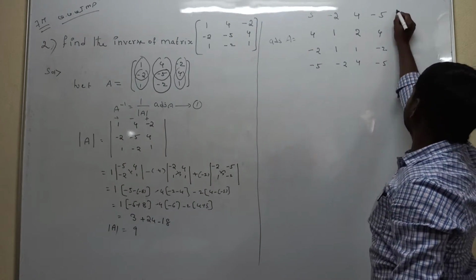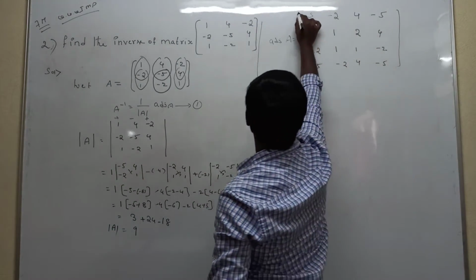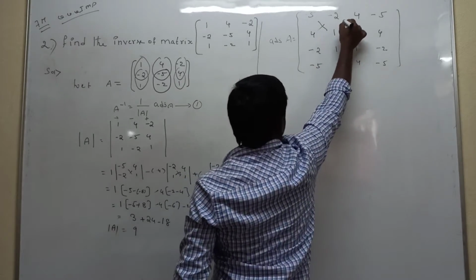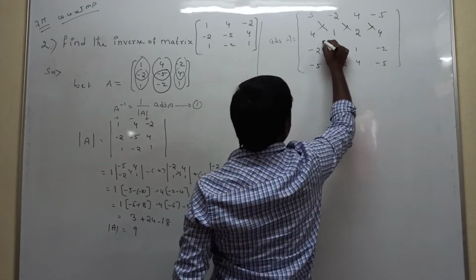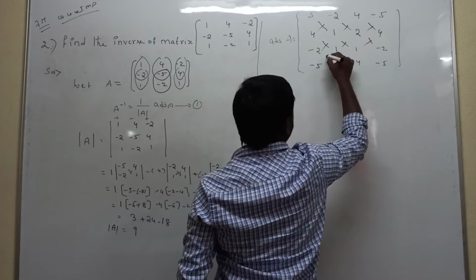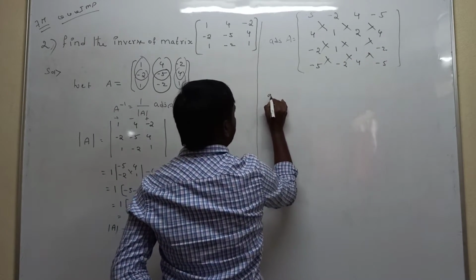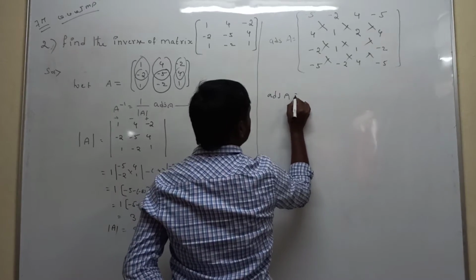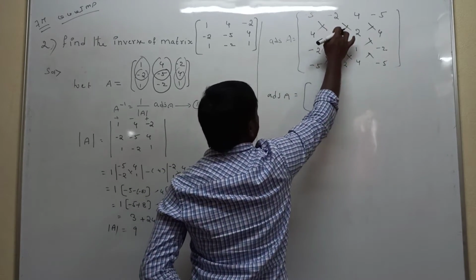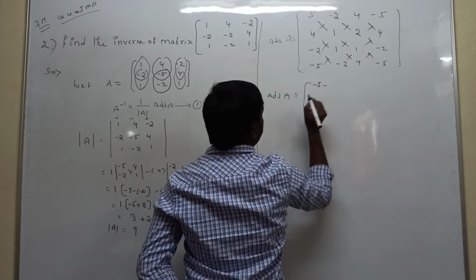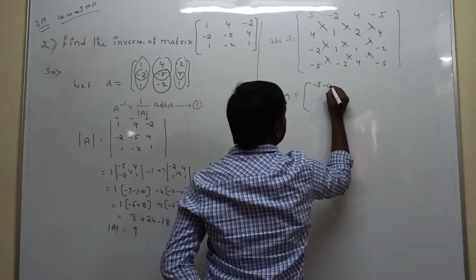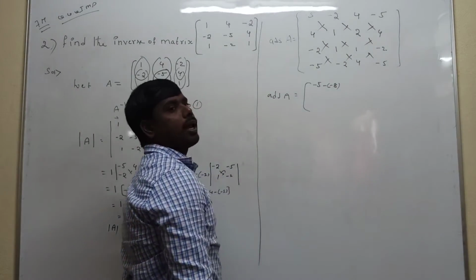After that, applying the cross multiplication method. Now the adjoint of A is equal to -5 into 1 is -5, minus 4 into -2 is -6. Now we are applying cross multiplication.